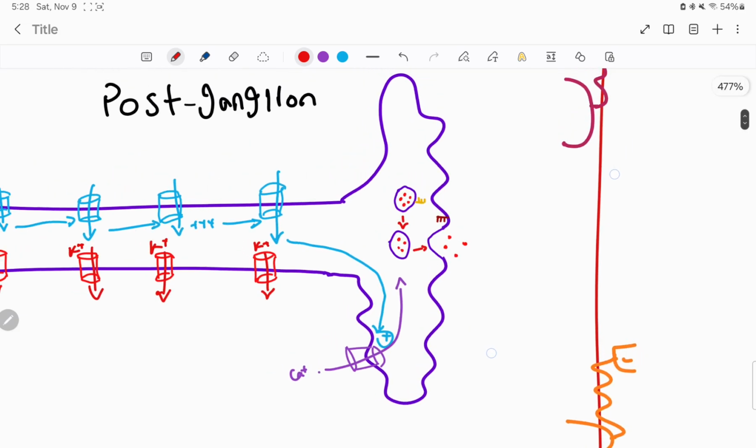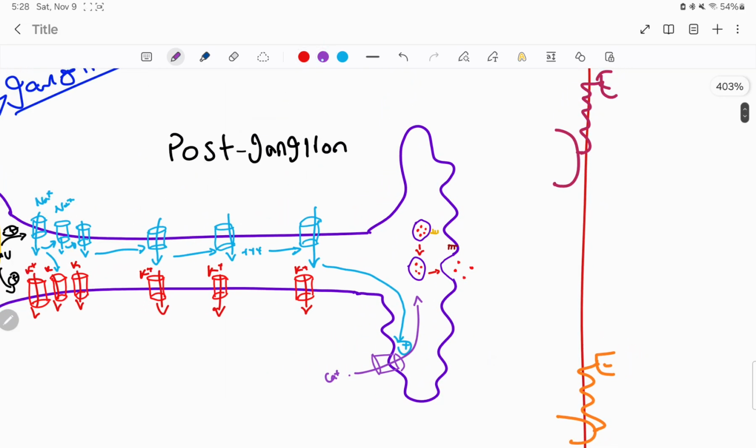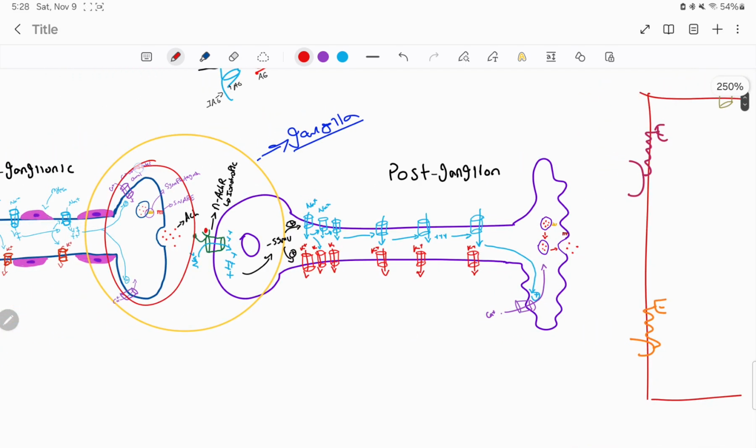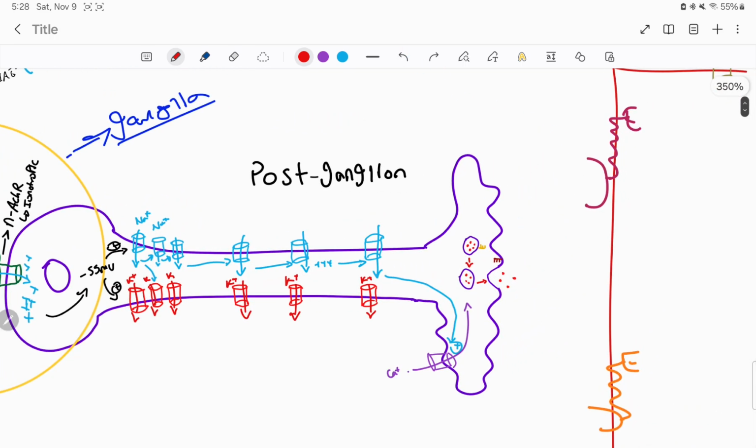These are neurotransmitters. Now, one thing I've got to talk about. You guys notice how the axon terminal of this neuron looks like this bulbous thing? Why does the axon terminal of the postganglionic sympathetic neuron look like this? What is this called? Well, it's called a varicosity.